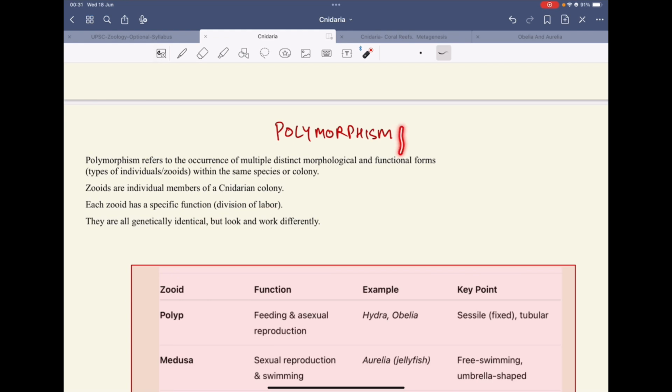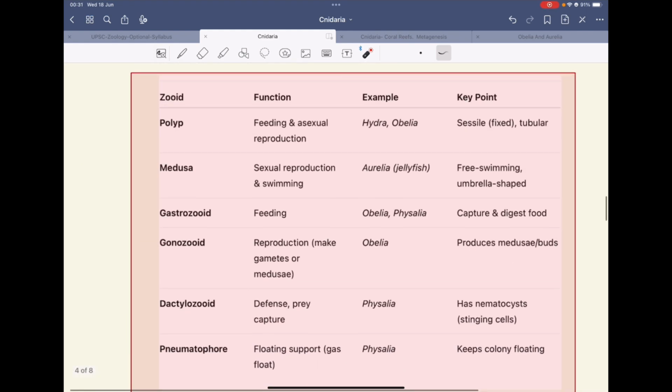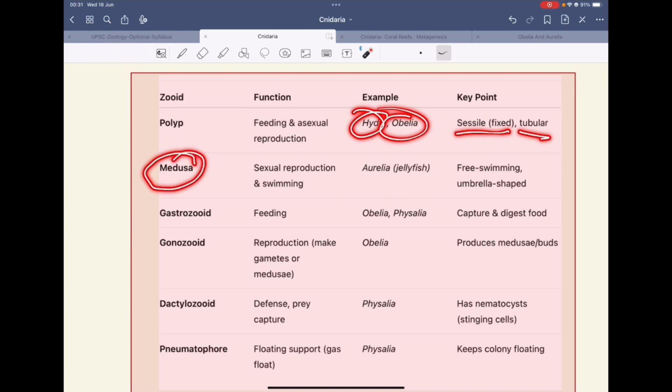Let's see what are the different types of zooids. First one is the polyp. Polyp is for feeding and asexual reproduction. It shows polyp is the feeding form. For example, Hydra, Obelia, these are sessile and tubular. Then you have Medusa. Medusa is the sexual reproduction showing zooid and it does the free swimming. For example, Aurelia, these are free swimming and umbrella shaped.